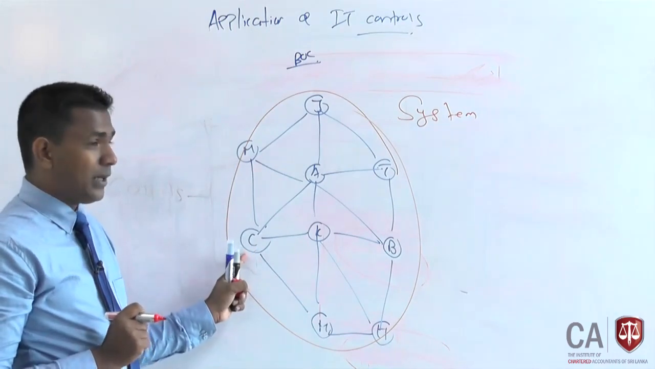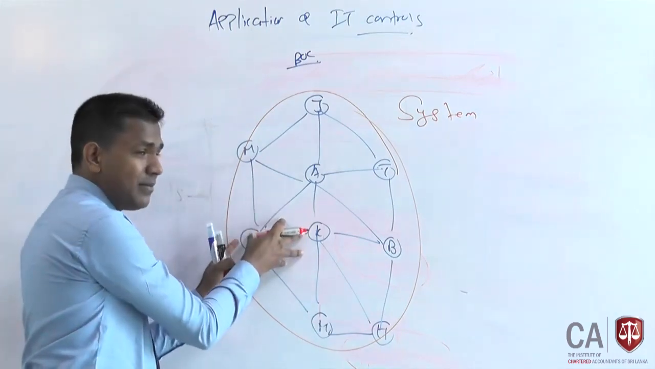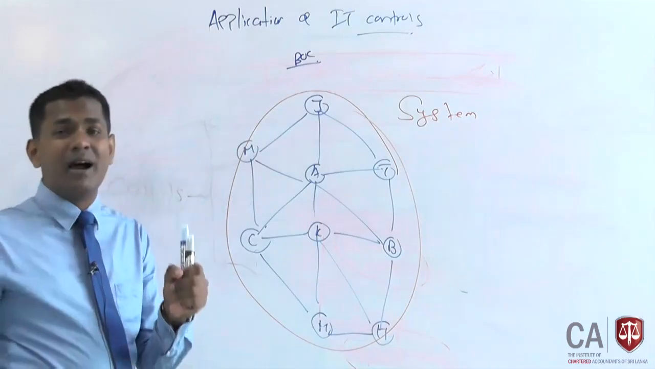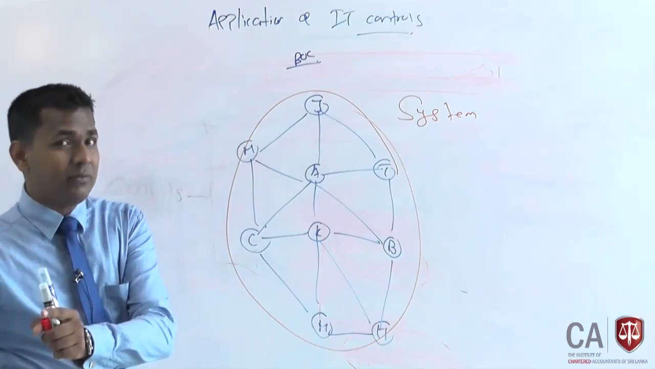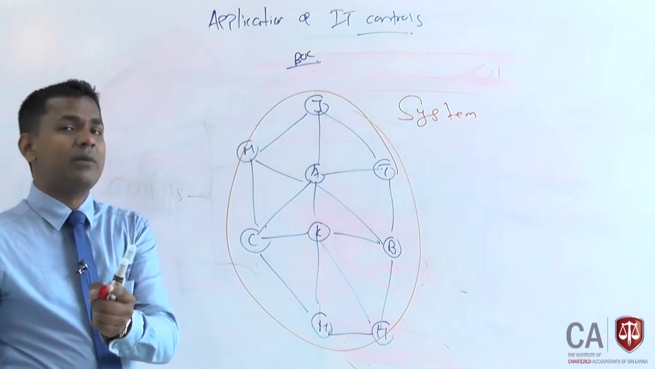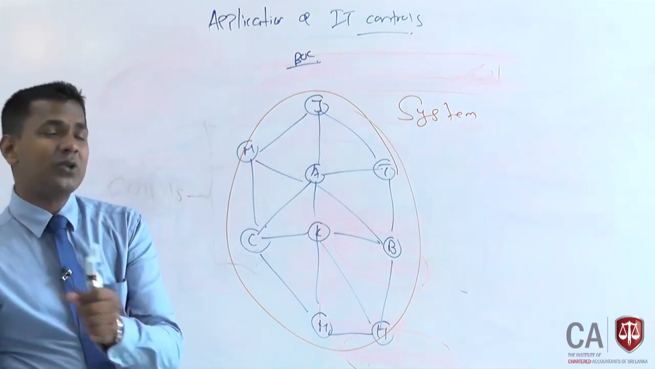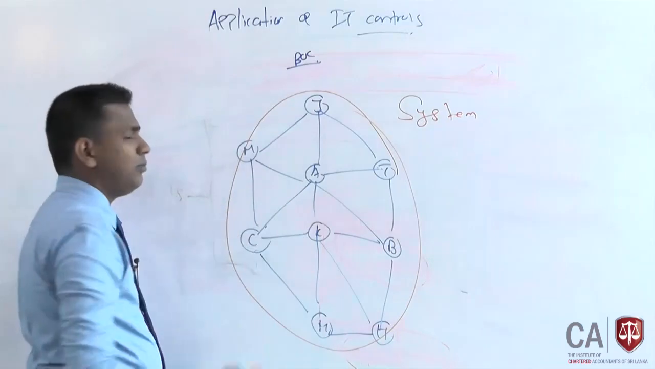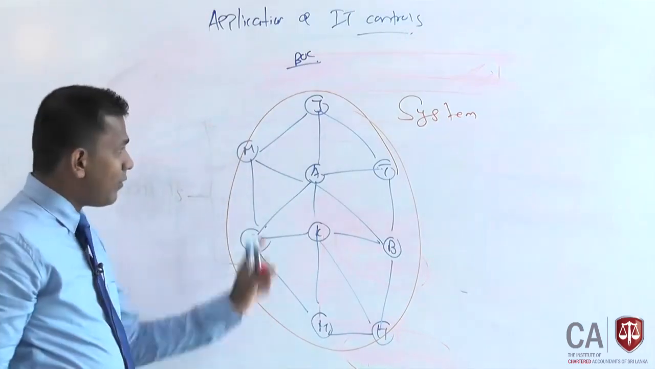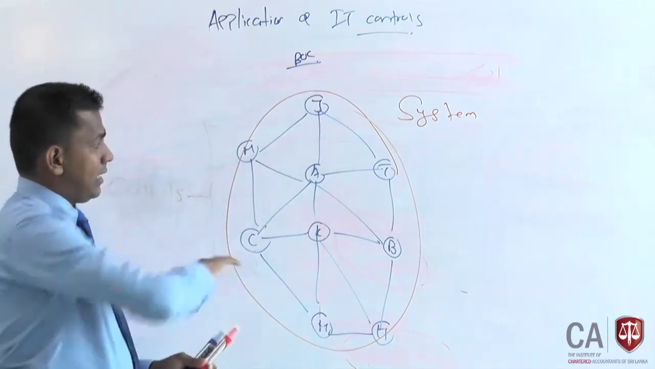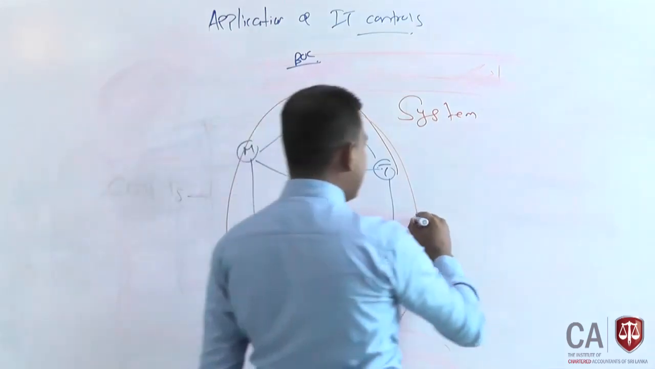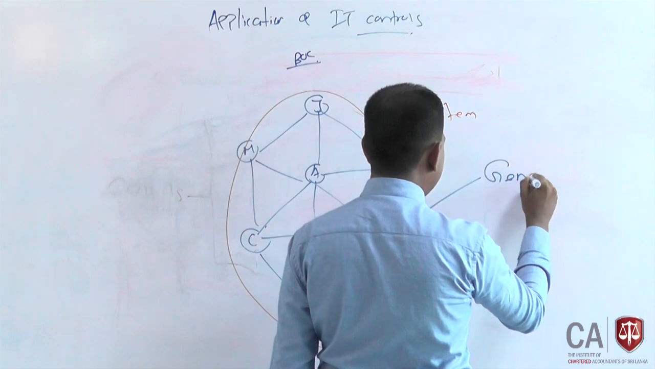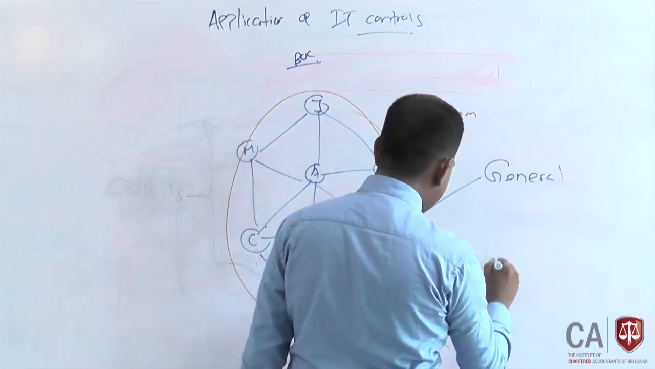And sometimes this banking system is now connected with the mobile apps. Maybe the BOC or Sampath apps will show something. So, those mobile apps are also getting interconnected to the banking system. So, now in this particular computer system, there can be two types of control. One is general control, the other one is application control.